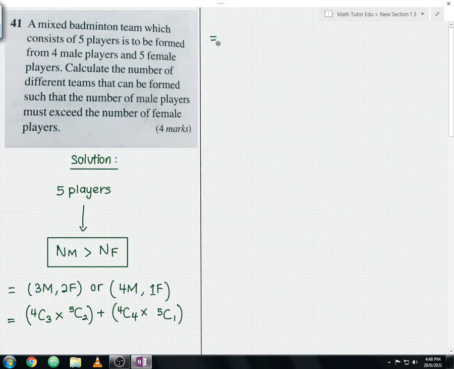You solve the first bracket first. You calculate this, you should get 40. And then plus, for the second bracket you calculate this, you should get 5. So 40 plus 5, you should get your final answer, which is 45. So you have 45 different teams, guys, that you can form such that the number of male players must exceed the number of female players. Let me underline the solution for question 2.